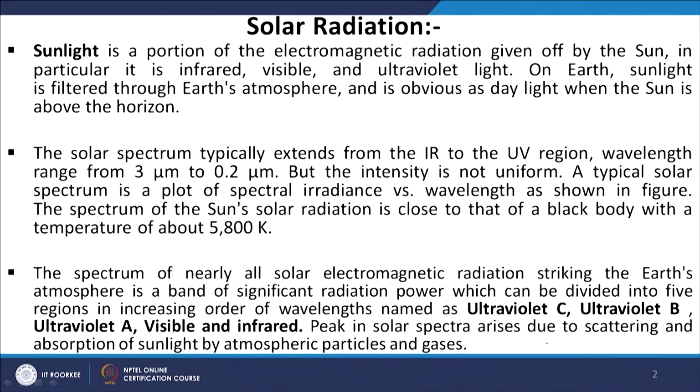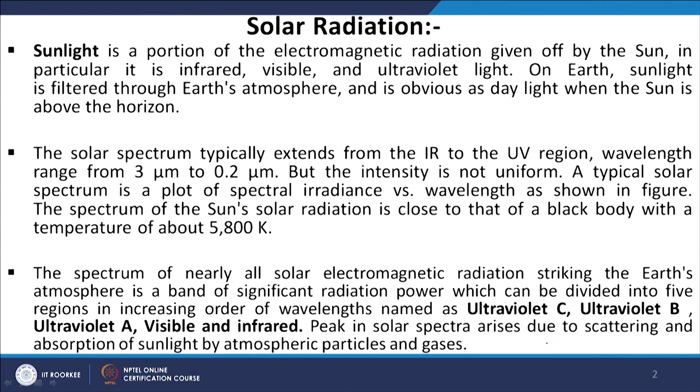Now, before going to the working principle of a solar cell device, we need to know which is the source of light here. As you all know, the sun is the source here. So, solar radiation comes from the sunlight. Sunlight is a portion of the electromagnetic radiation given off by the sun. In particular, it is infrared, visible and ultraviolet light. So, it means that the sunlight's electromagnetic spectrum spans all the electromagnetic wavelengths, including visible, near infrared and ultraviolet light. On earth, sunlight is filtered through earth's atmosphere.